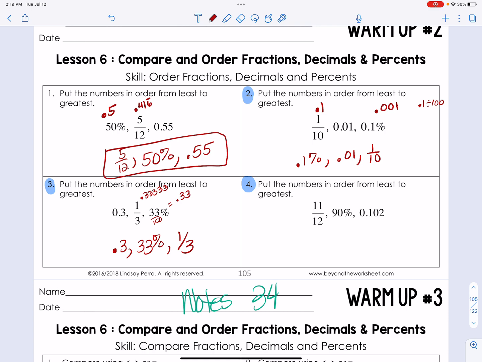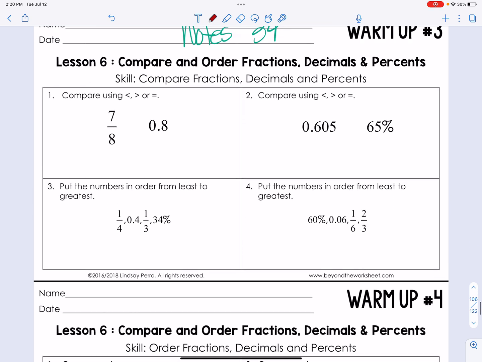All right, so on the next one, 11/12, if I put that as a decimal, it's 0.916 repeating. Put 90%, divide by 100, and that's 0.9. So 0.102 is the smallest, because that's only like 10 cents. And then this is 90 cents. Oh, sorry. I gotta write what it was. It was 90%, because it's like 90 cents. And then 11/12 is like 92 cents. So that's the biggest.